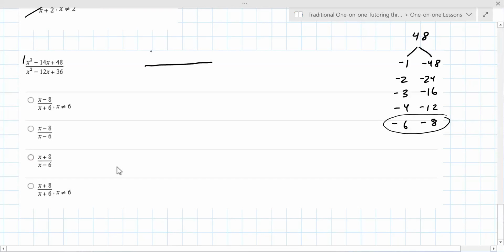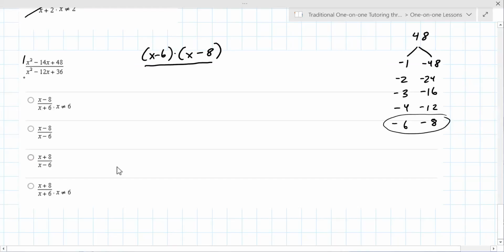So the top becomes x minus 6, x minus 8. So whatever these pair of numbers are, they go with x, and you create what are called binomial pairs, which you don't need to know the name of, but you do need to know how to write all these out and then figure out which ones add up to what you want.